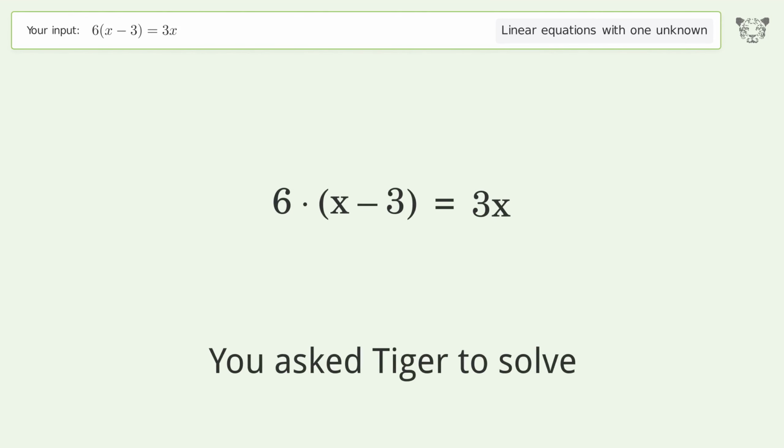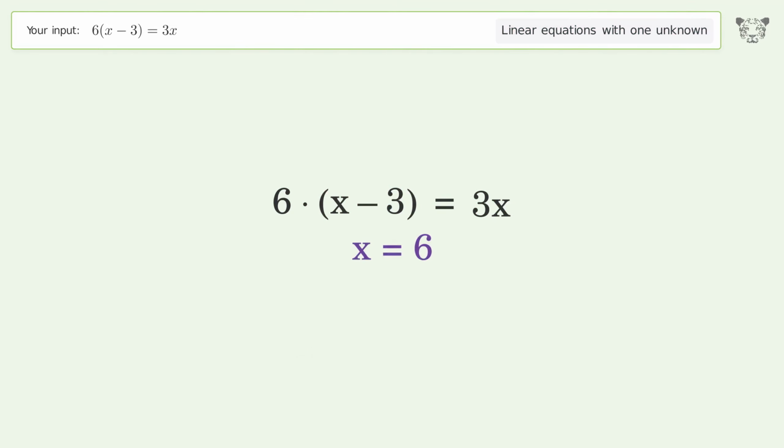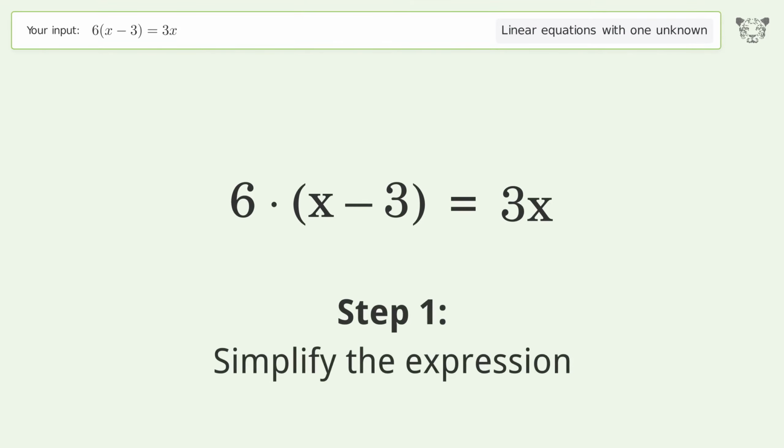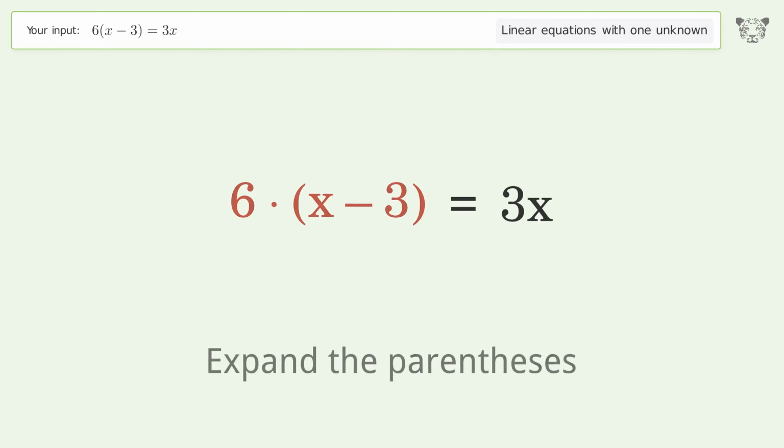You ask Tiger to solve this. This deals with linear equations with one unknown. The final result is x equals 6. Let's solve it step by step. Simplify the expression. Expand the parentheses.